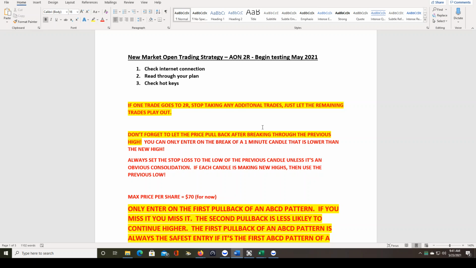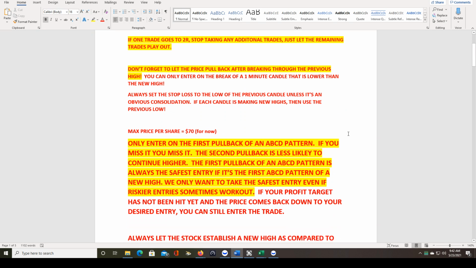The rule from my pre-market trading plan says that if I do have a trade that hits my profit target, I should stop taking any additional trades and just let the remaining trades that I'm already in play out. That way, if a later trade goes against me, I don't feel like I'm giving profits back, because that hurts me psychologically, and you have to think about those types of things when you're trading.